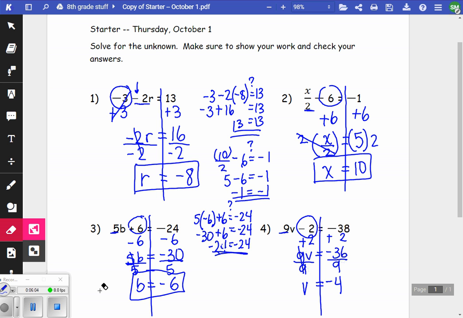I'm going to do a quick check over here. I'm sorry, I got 9 times -4, minus 2, and I'm hoping that equals -38. 36 minus 2 more is indeed, oops, this should say 38, is -38. So that checks, and that is the right answer.